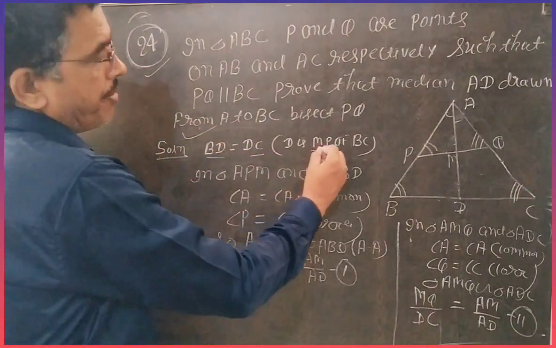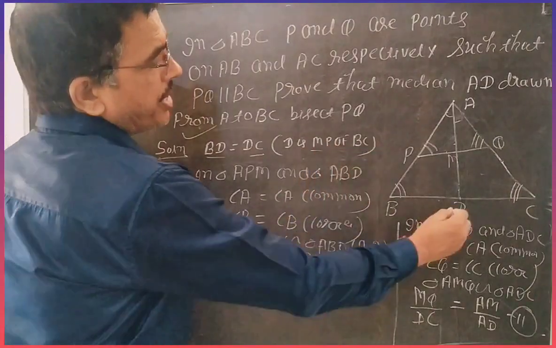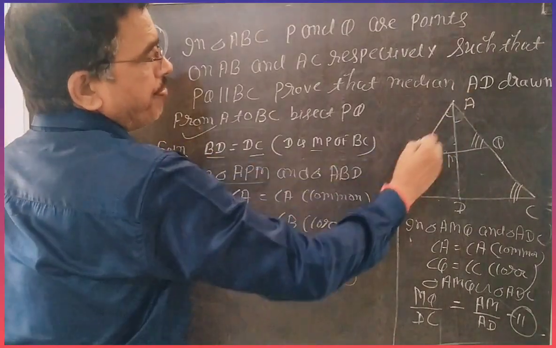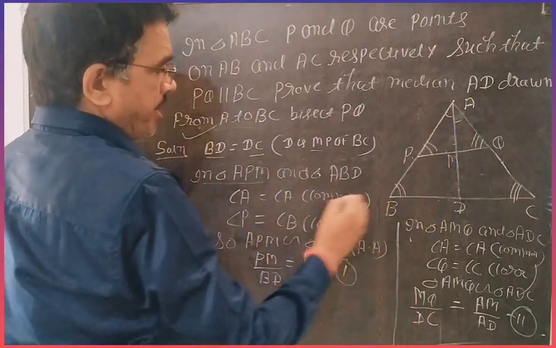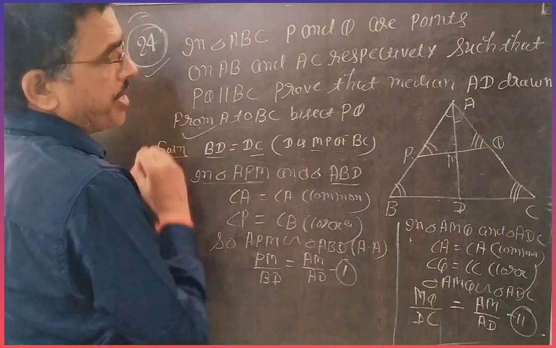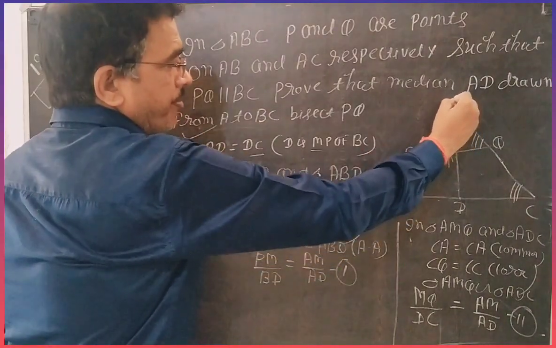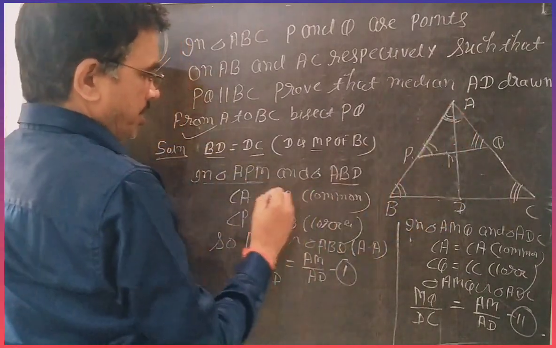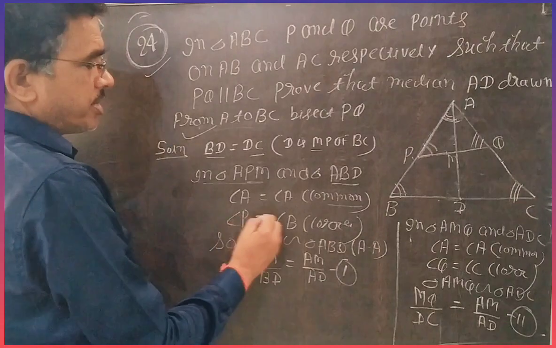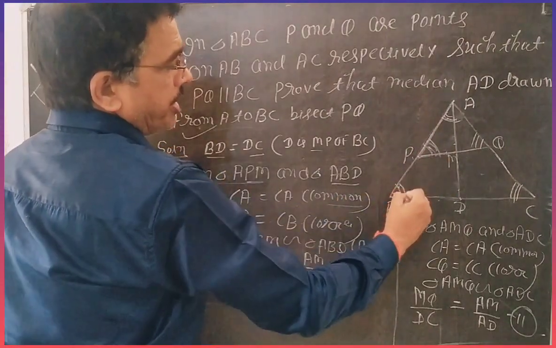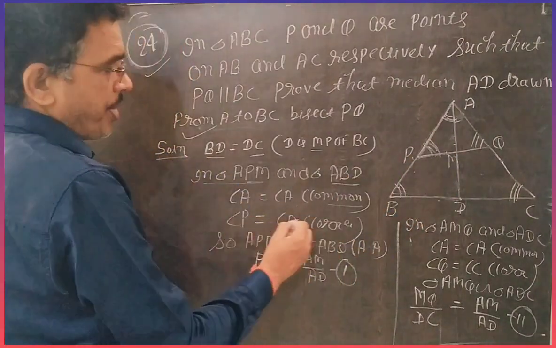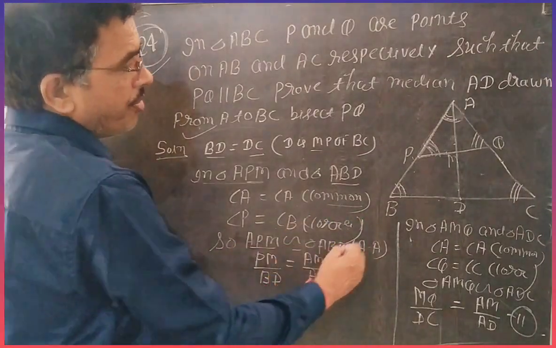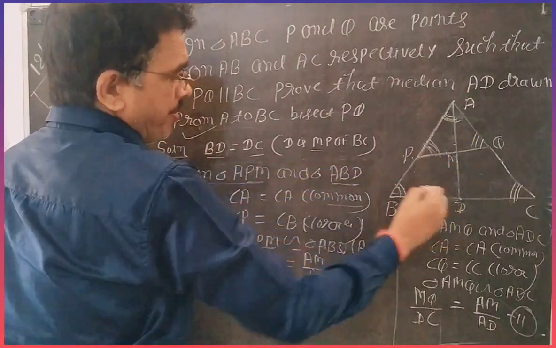So dear students, I write here BD is equal to DC. Why? Because D is the midpoint of BC, because AD is the median. Next, in triangle APM and triangle ABD, angle A is common in both. So A is equal to A, common. Next, P is equal to B. These are corresponding angles. So P is equal to B. So APM is similar to ABD.